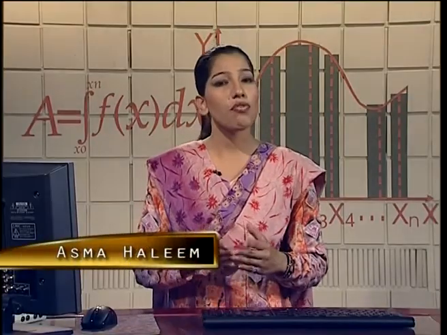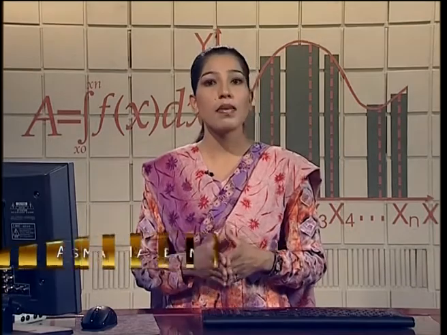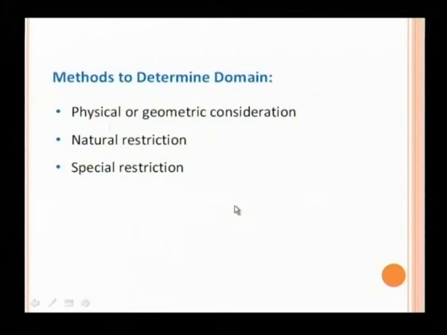Now we will consider some methods to determine domain from different cases. The restriction on independent variable that determine the domain of a function generally comes out in one of the three ways. You can see all these three ways on the screen. The first one is physical or geometric consideration, which would determine domain. The second restriction would be considered as natural restriction. The third type of restriction which would determine domain would be spatial restriction.